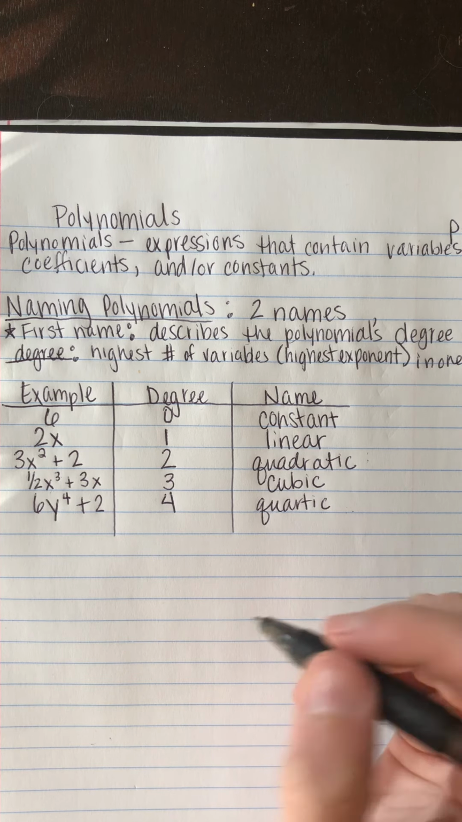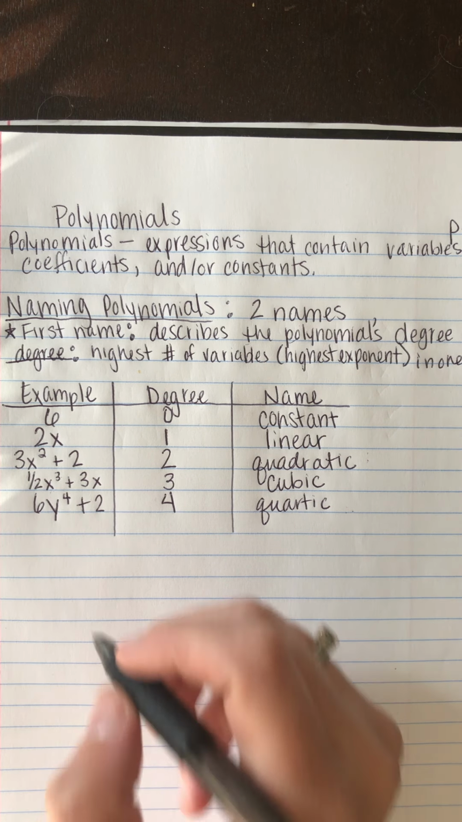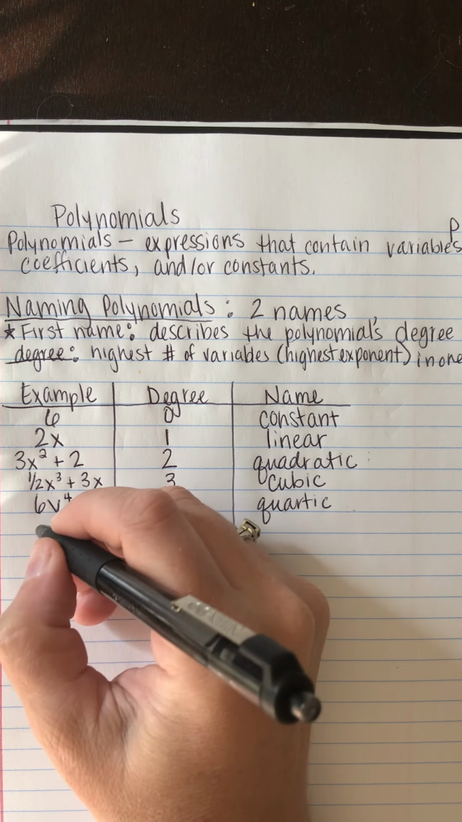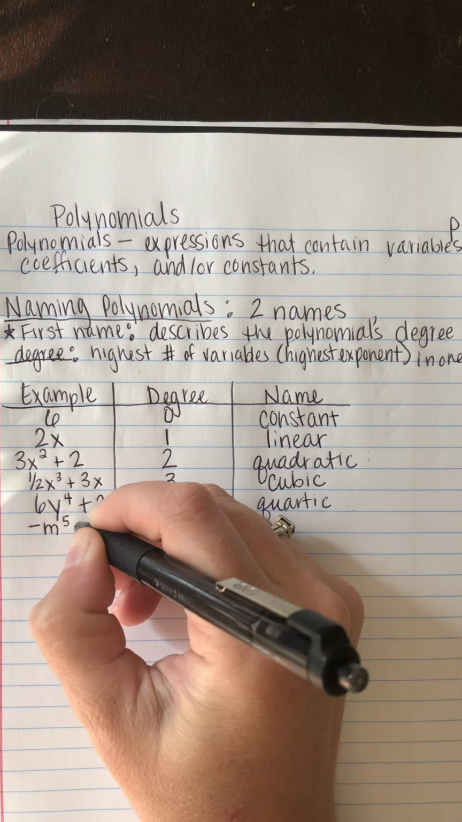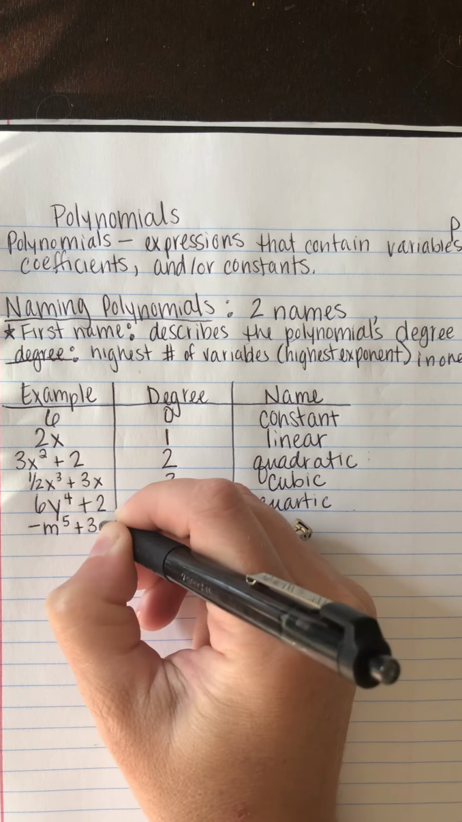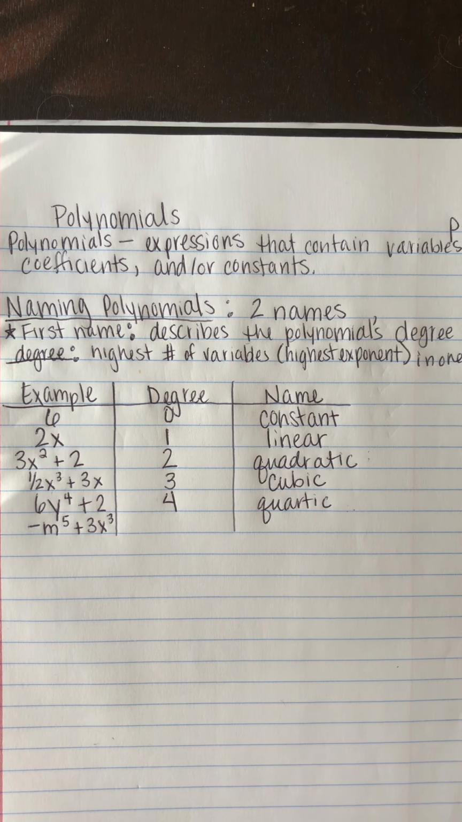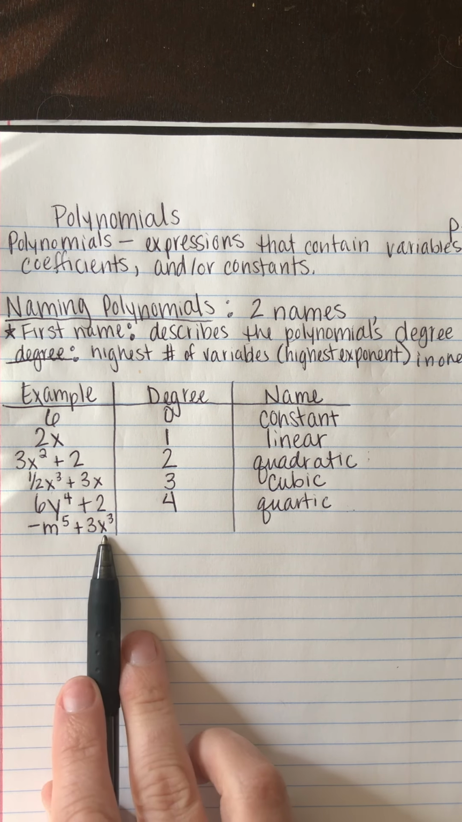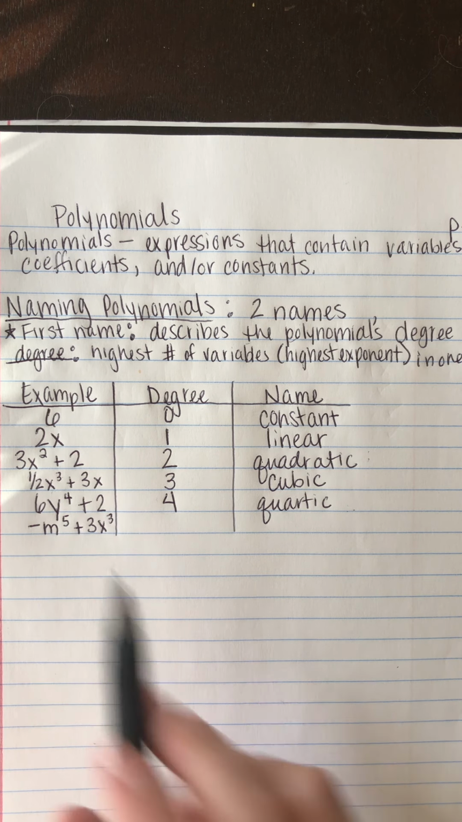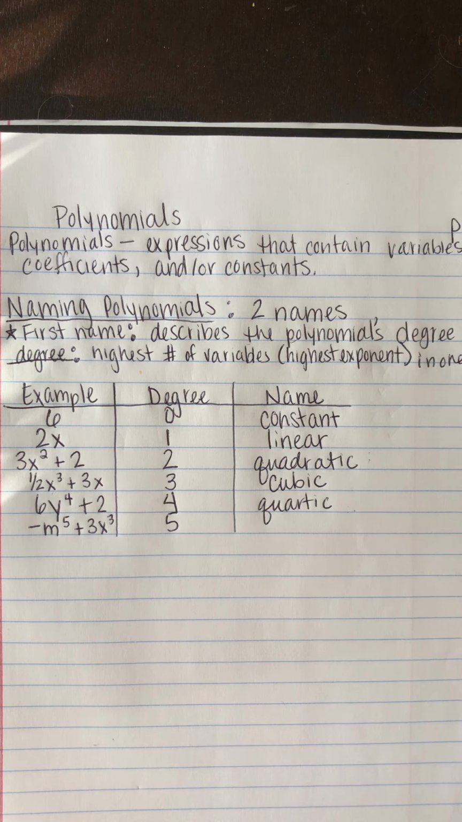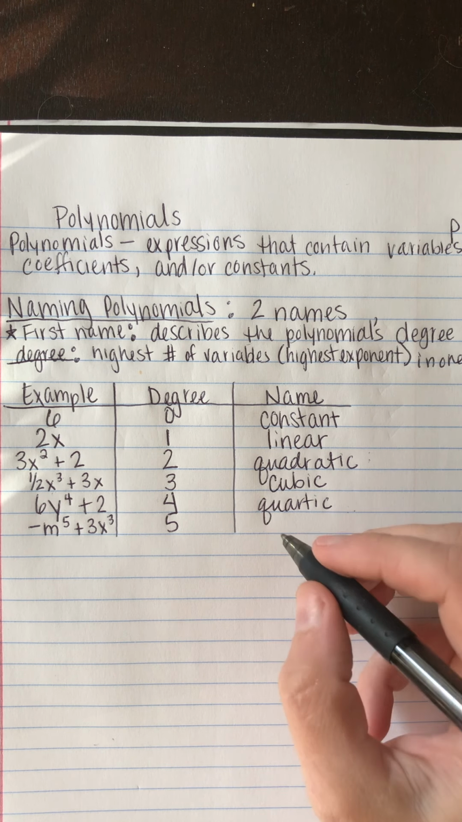So the last one that you really need to remember the name of is going to be to the 5th power. So we could have something like negative m to the 5th power plus 3x to the 3rd power. Again, we don't care about how many we have. We want to look for the one with the biggest exponent, which is going to be 5. So our degree is 5, and we're going to call this quintic.